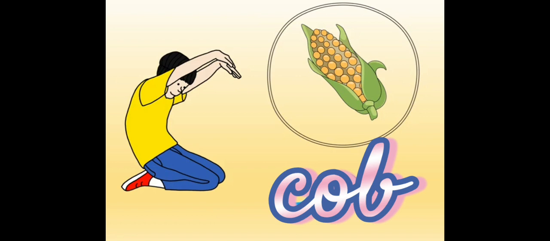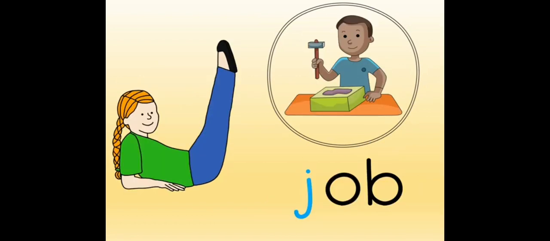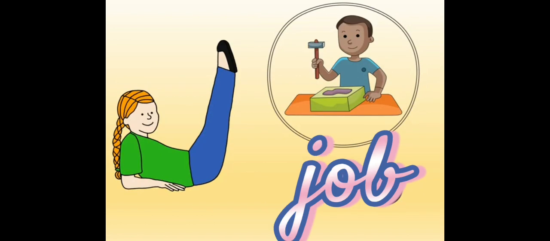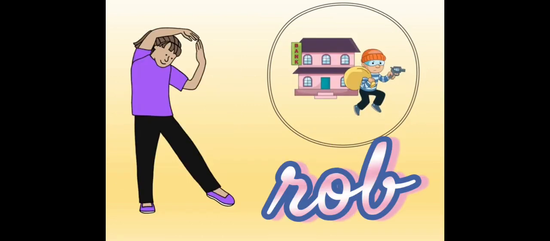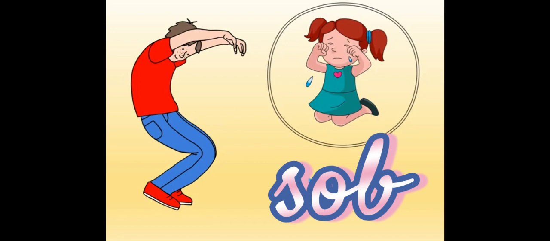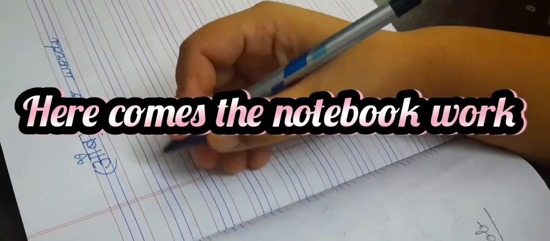Cob is a cylindrical woody part which has grains attached to it. Job is a work on which you go. Rob is to steal. Sob is to cry. Now here comes the notebook work.